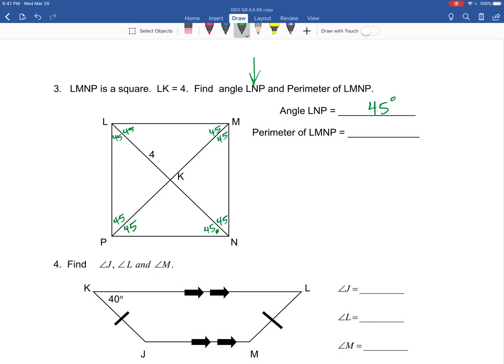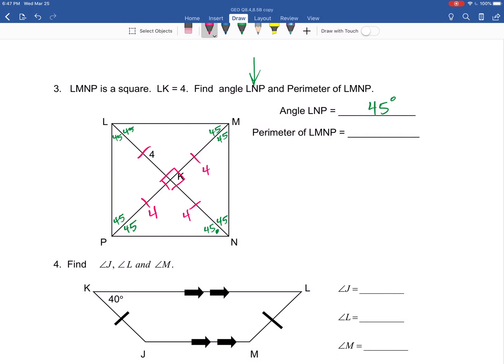Okay, now the perimeter. Well, you got to find the side. Here's what you know. The diagonals, first of all, they bisect each other. Second of all, they're congruent. So I got this, this, this, and this. They're all the same. They're all 4. And what do we know about the diagonals in a square? Just like a rhombus, they're perpendicular.